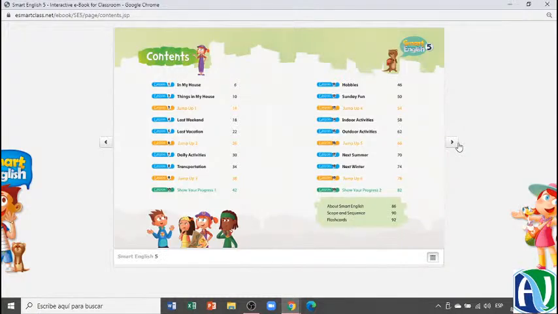I want to know if all of you have your students' books there. No sé si todos tienen su libro a la mano, su libro de estudiante, para que podamos trabajarlo, okay? Do you have questions? If you have some, write it on the chat, please, and we are going to start with the class. Entonces, si tienen alguna pregunta o duda, escríbanla en el chat.